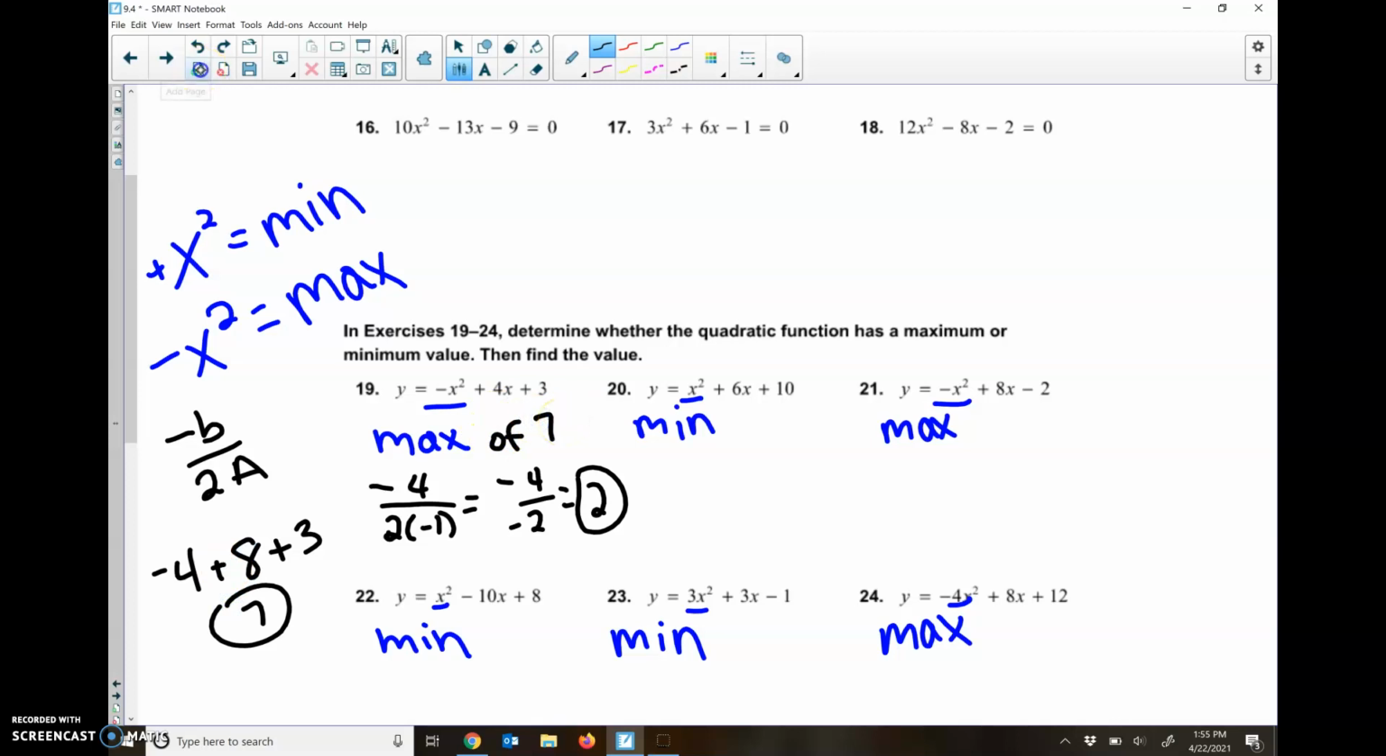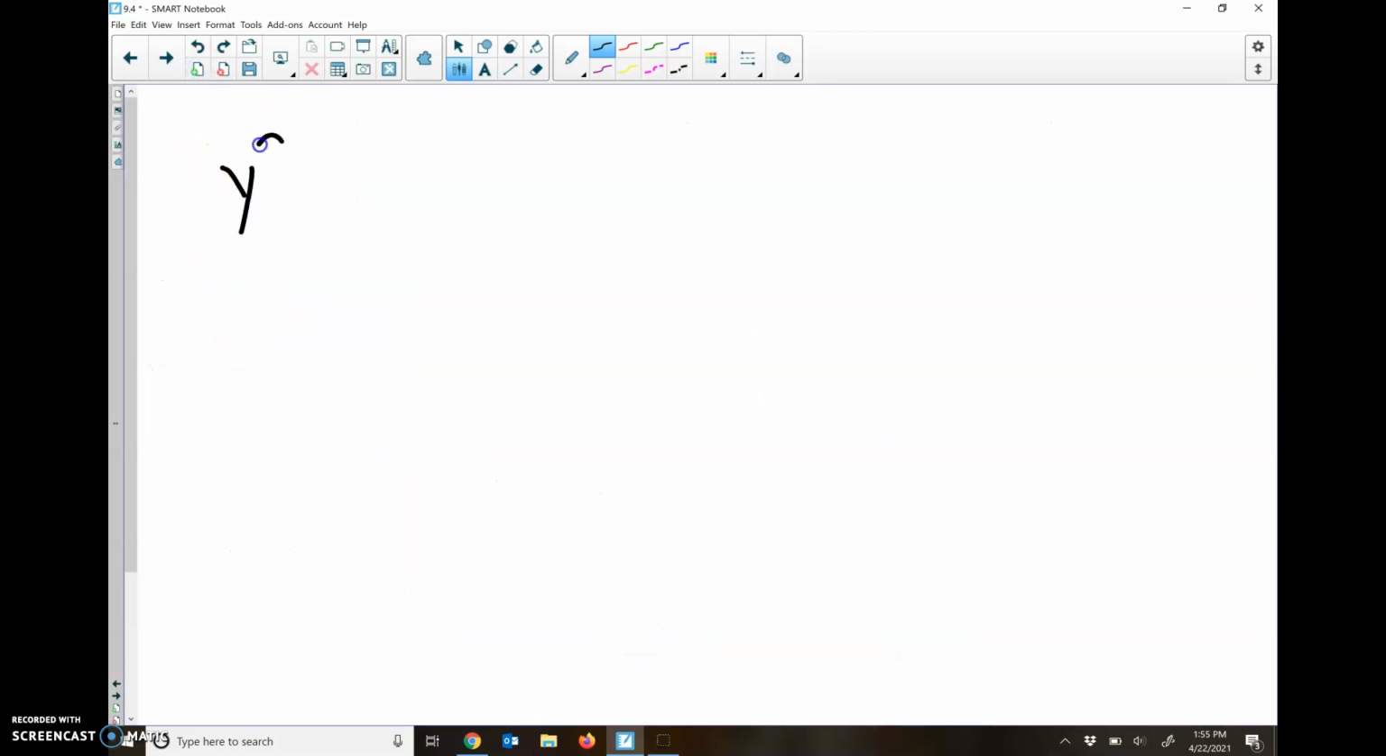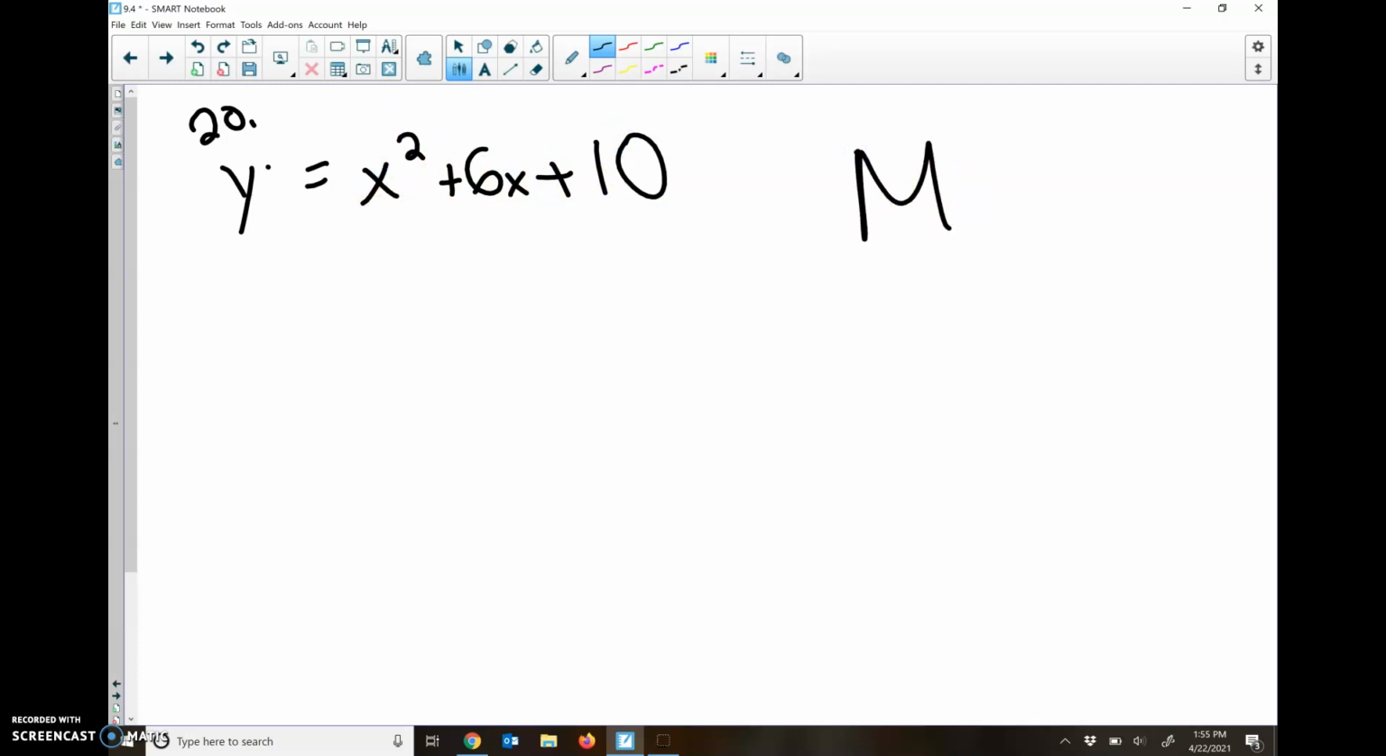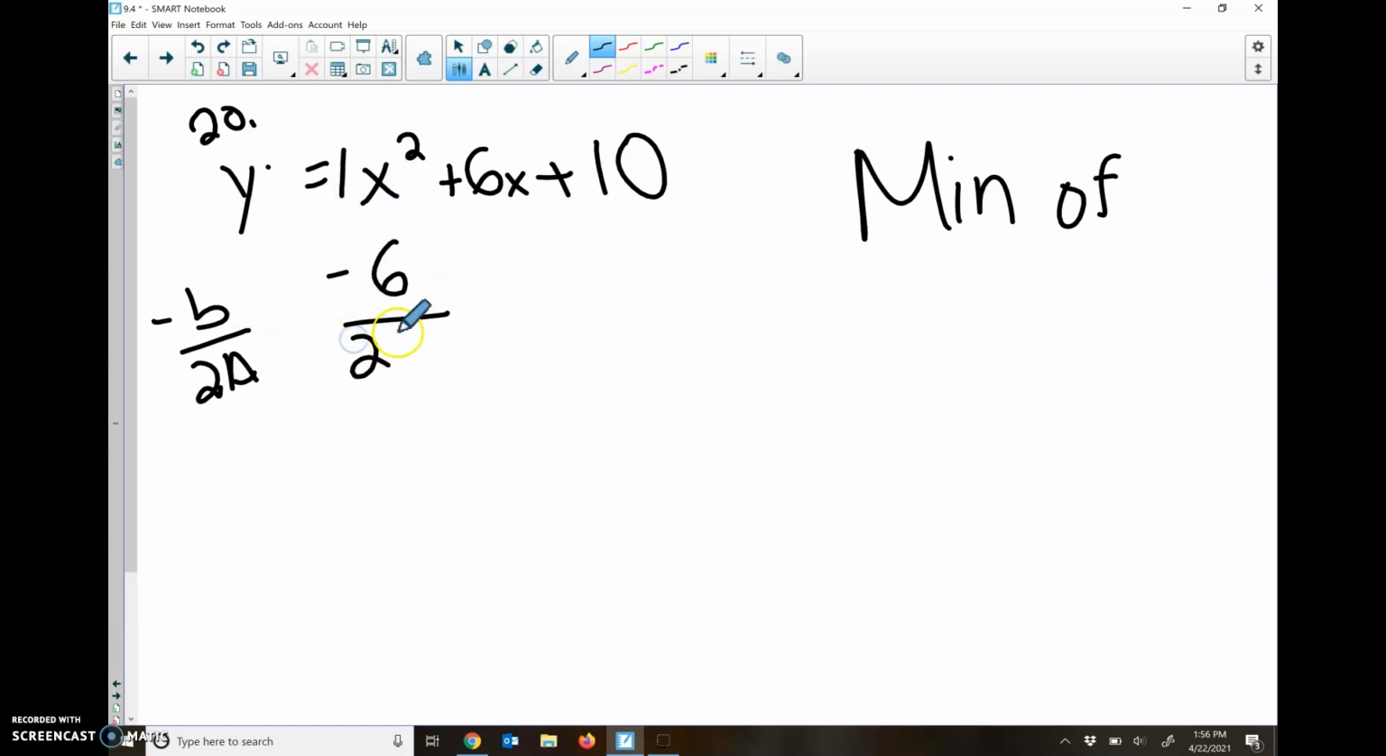And I feel like the first one, it gets more confusing if I write it all on one page there. So let's do number 20 on a new page so we have some room to work. So number 20 here. So y equals x squared plus 6x plus 10. Okay, since it's a positive x squared, I know my answer is going to have a minimum. So first we're going to figure out what x is. So negative b over 2a. So b is 6. So negative 6. And then 2 times, again, 1. So I'm left with negative 6 over 2. So we figure out that x equals negative 3.